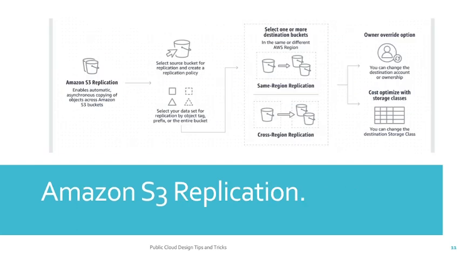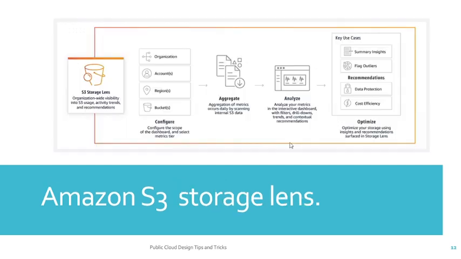Amazon S3 Replication is a service which enables automatic asynchronous copying of objects across Amazon S3 buckets. So if you want to achieve asynchronous copying of data or objects within your Amazon S3 buckets, this is the feature that you can use. With this, select a source bucket for replicating and create a replication policy, and then select your data set for replication by object tag or prefix or the entire bucket. And then with same-region replication or cross-region replication, you can achieve that.